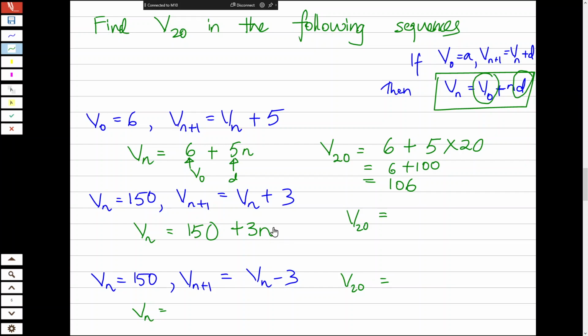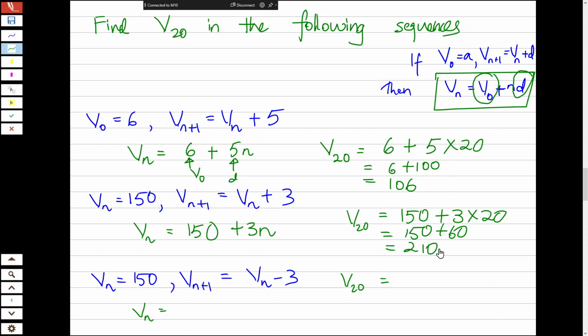All right, so same thing. How do I get V20? V20 equals 150 plus 3 times 20. Yep, so you substituted n equals 20, do the calculation, you're done.